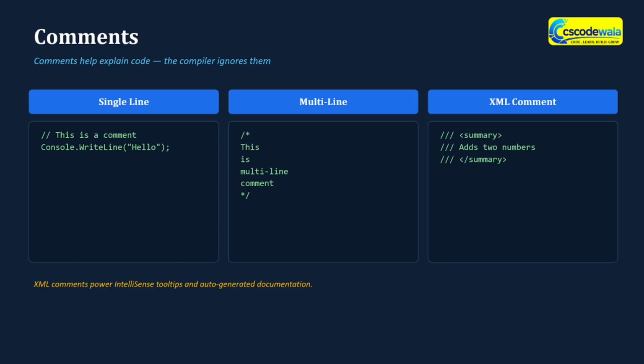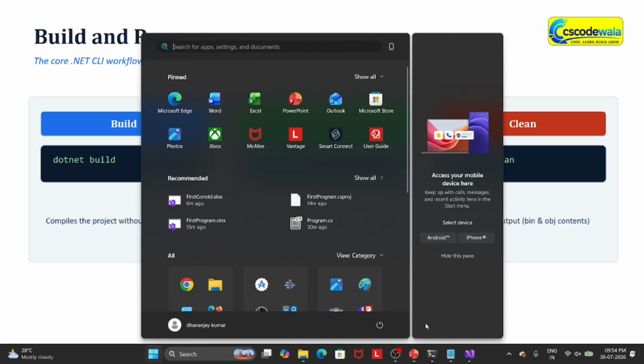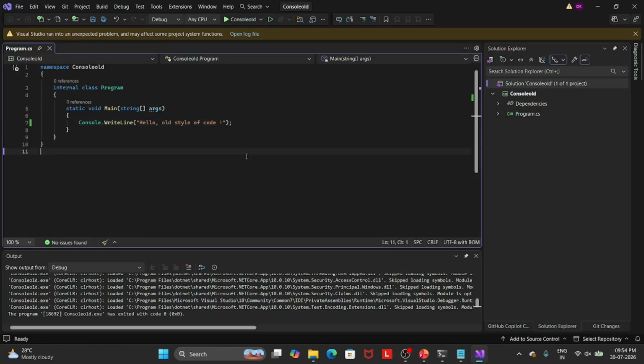The types of comments are single line comment, multi-line comment, and XML comment. First, understand what comments are and why we write them. Comments are not executed by the compiler. They are only for developers to understand the code. So I write it here.